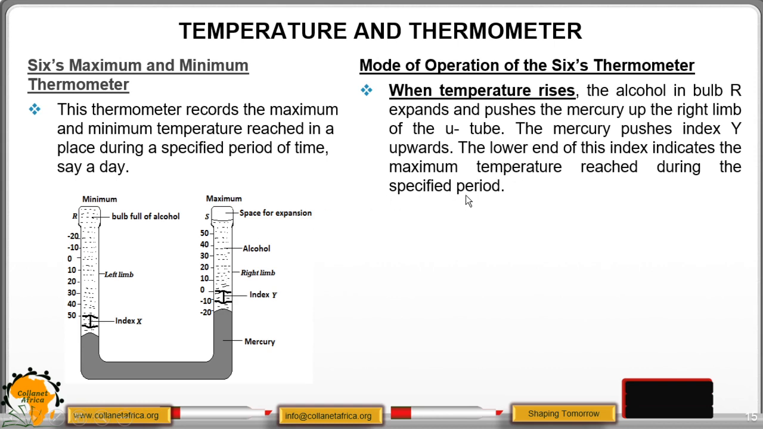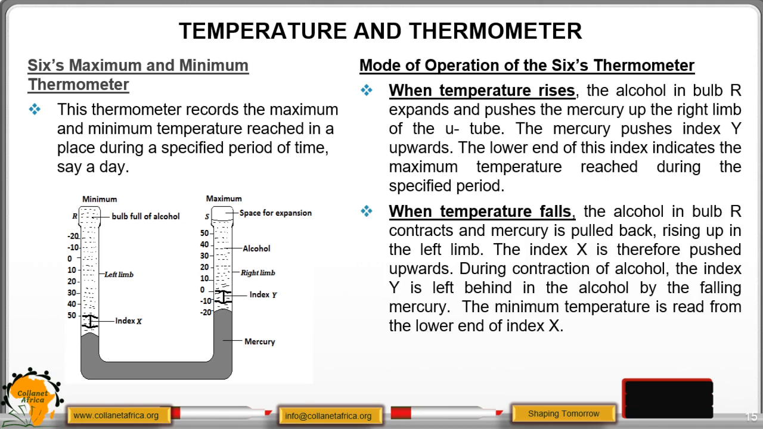So for you to get the maximum temperature, you read the lower end of this index, this part. So if we say that it has moved up to this position, you read what corresponds to the lower part of your index. That way, you are able to get the maximum temperature reached during a specific period of time. Then when the temperature falls, this alcohol will contract, and as it contracts, it pulls mercury back, rising on the left limb, this part.